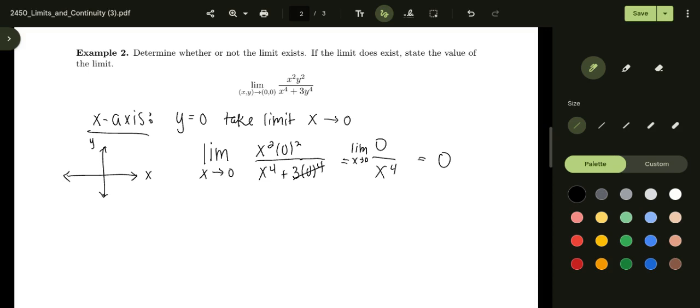So now, no matter what other path, if the limit exists, it better be 0 for any other path that we take. So let's consider the line y equals x. So I'm going to continue drawing on this same graph.